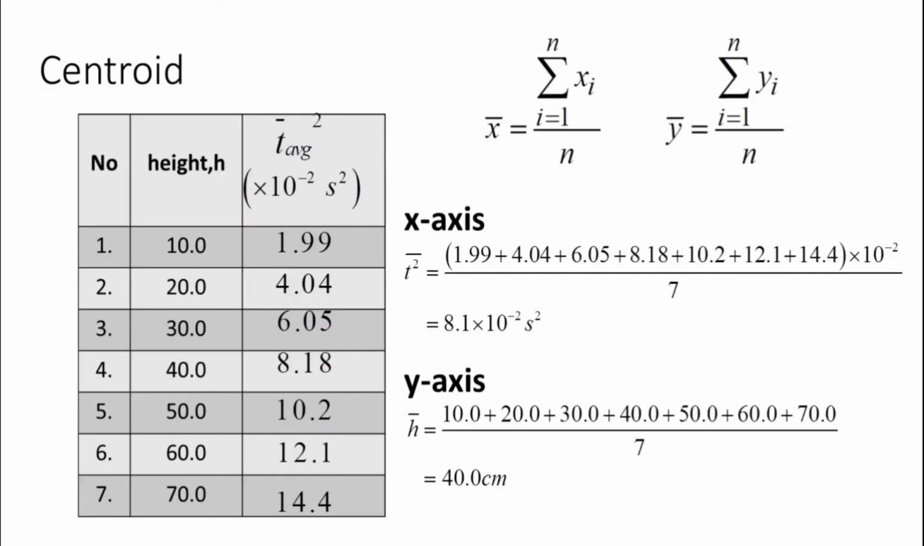For the y-axis, we add all the value of height and divide by the number of reading. This will give us the average height. Also, remember to include the unit for the height. This value will be your coordinate for the centroid.